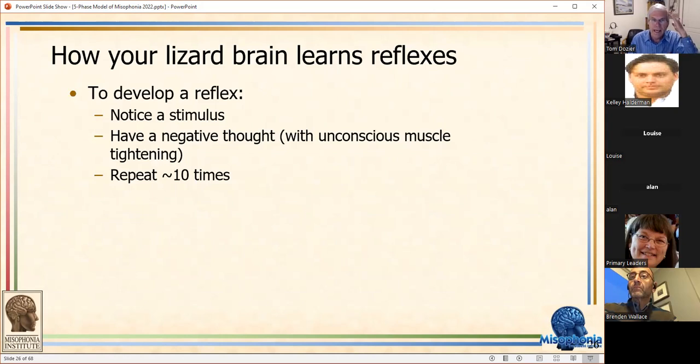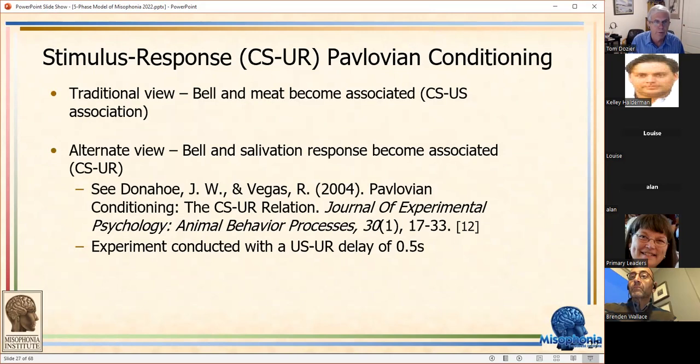And with that negative thought, that's unfair, it's not right, why won't they, it's going to go on forever, then you have an unconscious muscle tensing. And if you do that 10 times, you now have a reflex, so that when you hear the trigger, your muscles twinge and it zaps you. Now, this was shown, really good research here by Donahoe and Vegas, 2004.